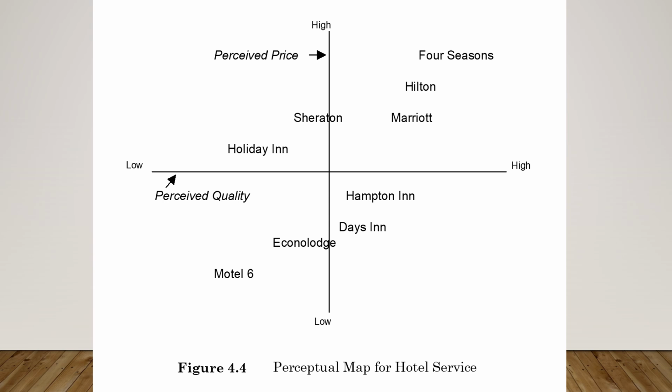You can also see who their primary competitors are, and you can look for any open spots in the market. For example, looking at this map, you can see that the Hampton Inn and the Days Inn are fairly close. They're perceived as being below average cost, but not significantly below, and they're also seen as having about the same perceived quality. So if I was doing a marketing campaign for Hampton Inn, my primary competitor would likely be Days Inn. My primary competitor would not be a Four Seasons Resort.